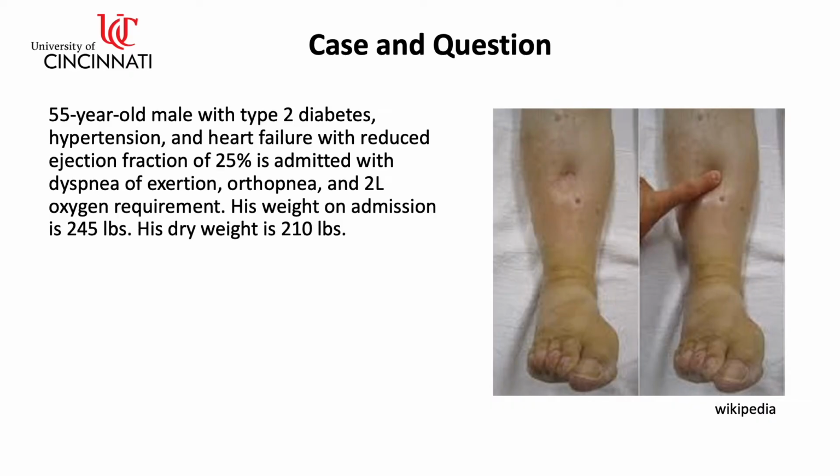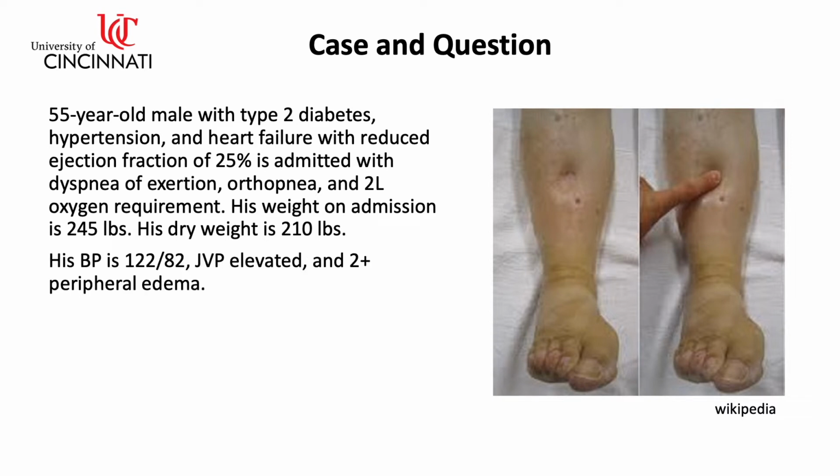Okay, let's get started with a case. A 55-year-old male with diabetes and hypertension, heart failure with a reduced EF of 25%, gets admitted with dyspnea on exertion, orthopnea, a 2-liter oxygen requirement, and his weight on admission is 245 pounds with a dry weight of 210. There's his blood pressure, JVP's elevated with 2+ peripheral edema.